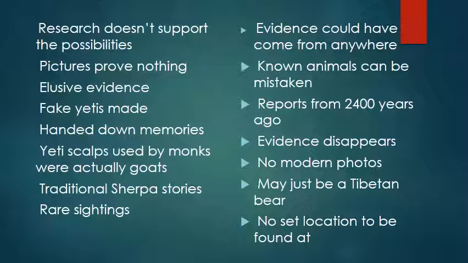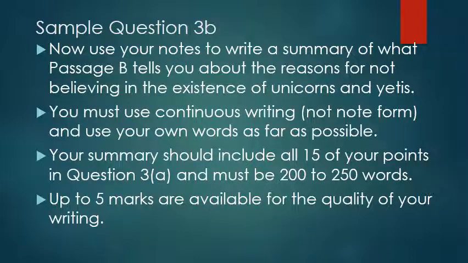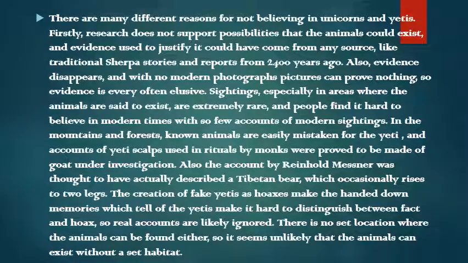It's your choice, whichever way you want to do it, but we'll see how this format used here helped in the essay or the paragraph that was written. Passage B tells you. Write a summary of what passage B tells you about the reasons for not believing in the existence of unicorns and yetis. And it says there are many reasons for not believing in unicorns and yetis. And it goes on. I'll read it for the sake of those of you who cannot read fast enough.